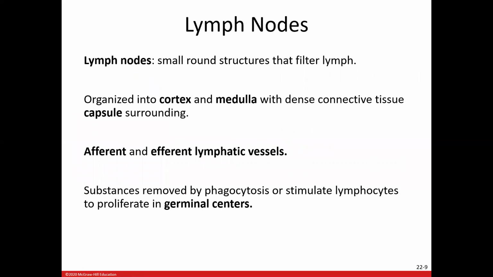Next, we have our lymph nodes. And again, these are small structures that filter your lymph. Lymph nodes can be broken down into a cortex portion and a medulla portion, and they are made up of dense connective tissue with that capsule. You have two types of vessels that go into and out of the lymph nodes. The lymphatic vessels that go into the lymph nodes are called afferent, and the lymphatic vessels that leave the lymph node are called efferent. So afferent comes in, efferent leaves.